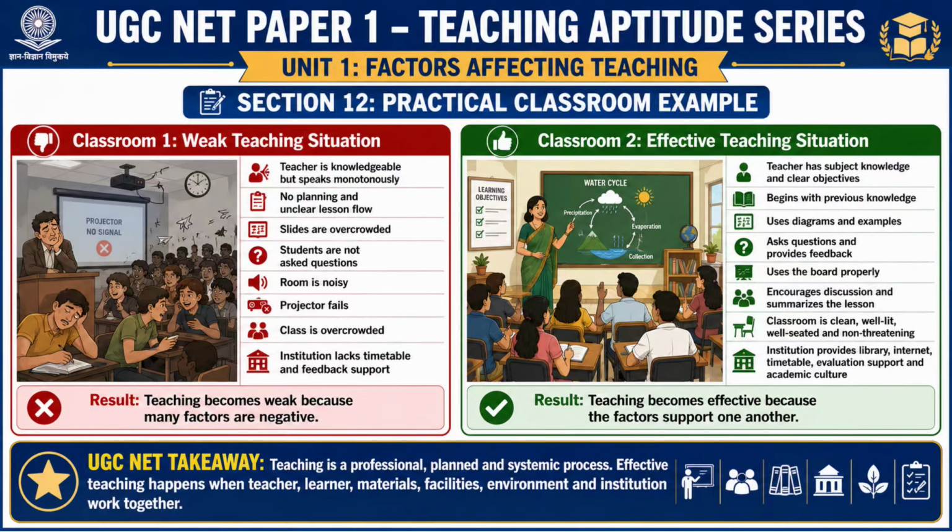Now imagine the second classroom. The teacher has subject knowledge and clear objectives. The teacher begins with previous knowledge, uses a diagram, gives examples, asks questions, provides feedback, uses the board properly, encourages discussion, and summarizes the lesson. The classroom is clean, well lit, properly seated, and non-threatening. The institution provides library, internet, timetable, evaluation support, and academic culture. Here, teaching becomes effective because the factors support one another. This is why UGC NET asks this topic. It wants future teachers to understand that teaching is a professional, planned, and systemic process.